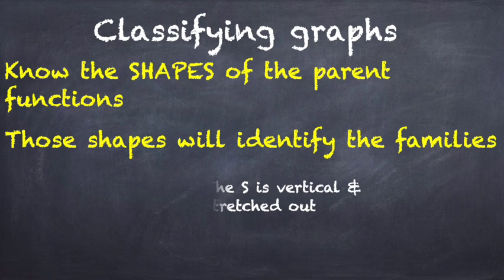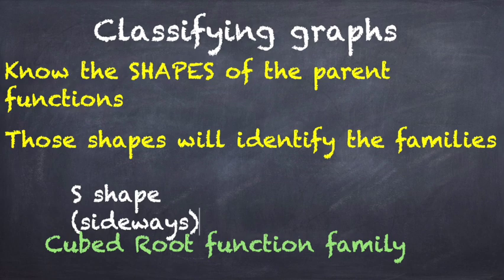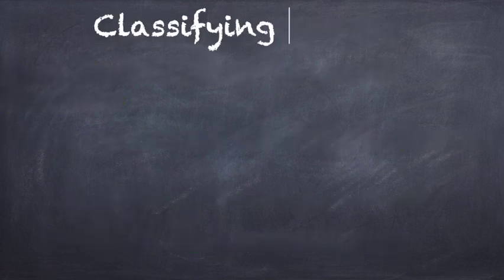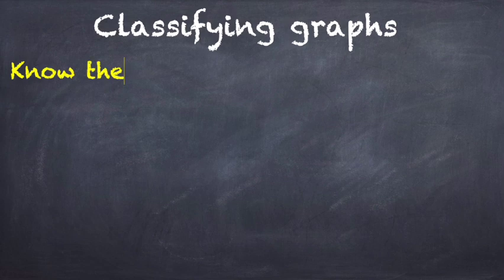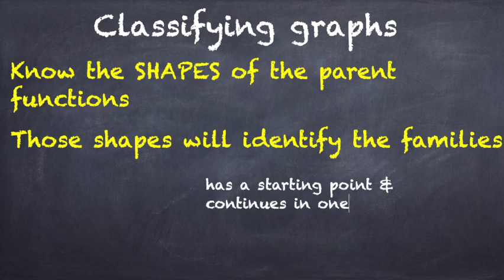We also have our cubed root function family. Instead of the S being long up and down, the S is going to go sideways. It's kind of laying on its side. That's a stretch, but it does give us an idea of what the graph is supposed to look like.